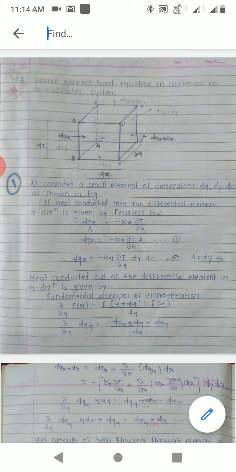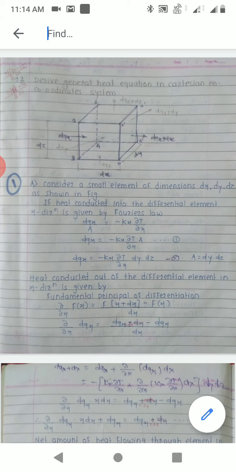So first we will see the Cartesian coordinate system, and the cylindrical coordinate system is also the same. There is a little bit of change in there. You can easily understand that. So first of all, we will consider one element, a part of one material, a cubical element having dimensions dx, dy and dz.